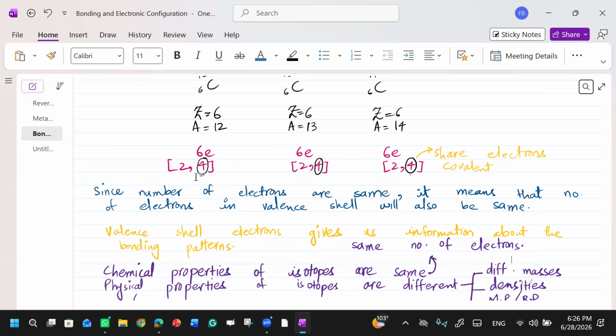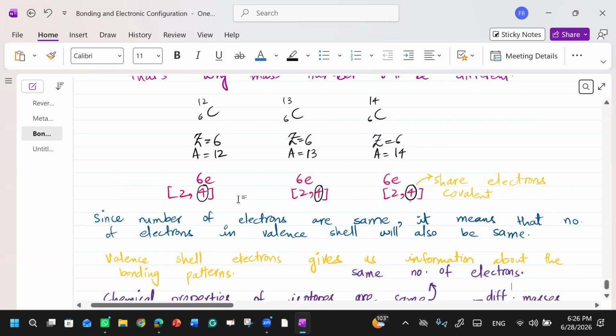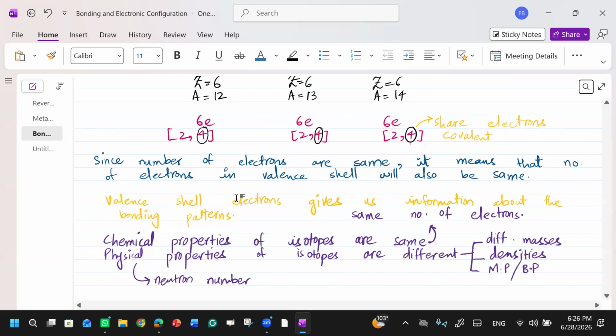So you see all these three have same electrons. So it means their chemical property will also be same or different? Same. These three have same number of electrons are there, right? So it means chemical properties of isotopes will be same.